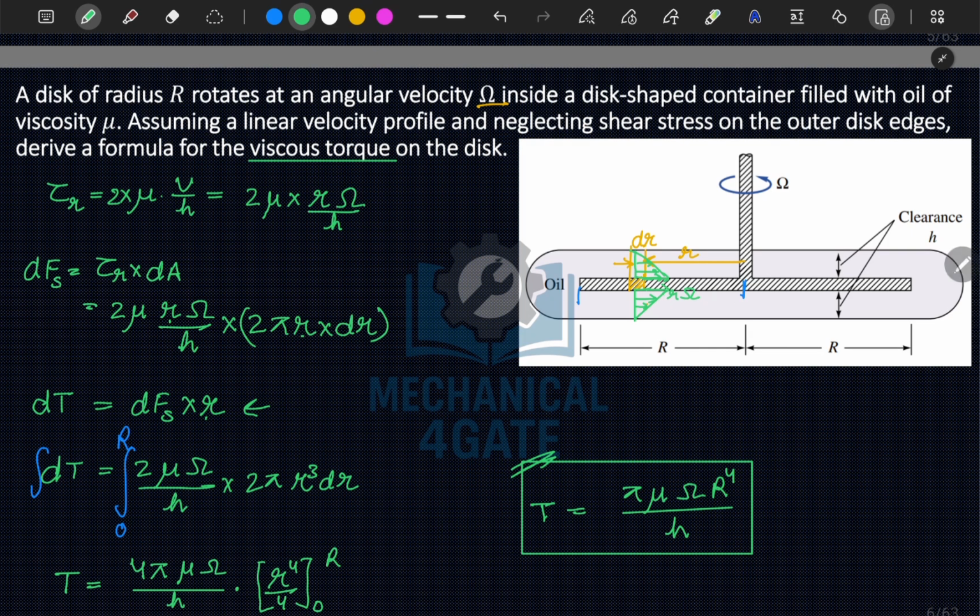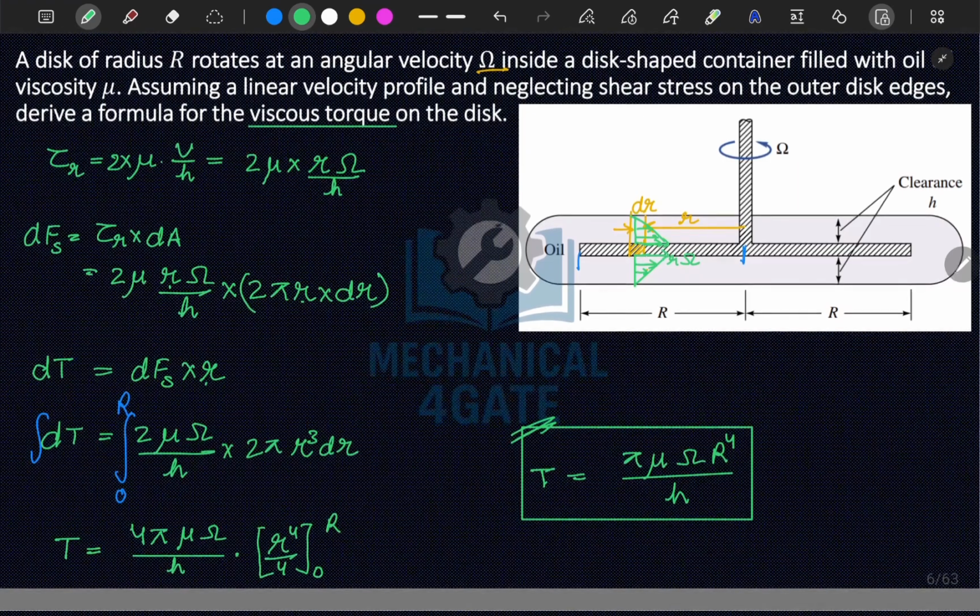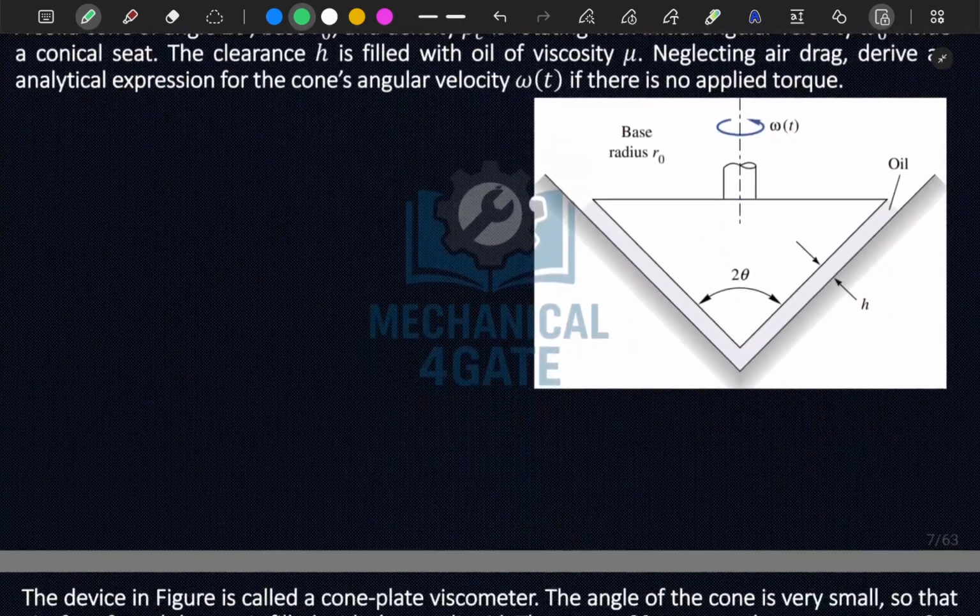Okay, so we have to calculate your elemental torque only first. Now we will be moving to our next question. Now next question, this is your next question.